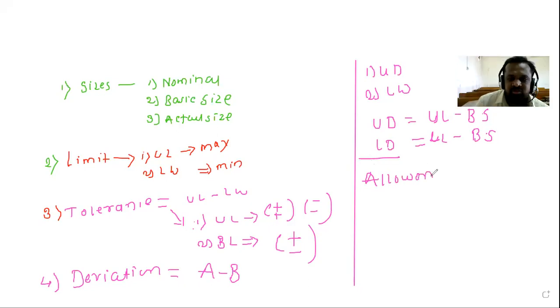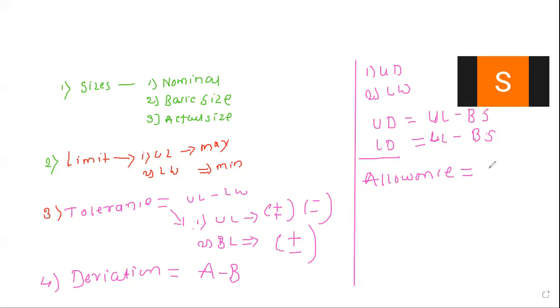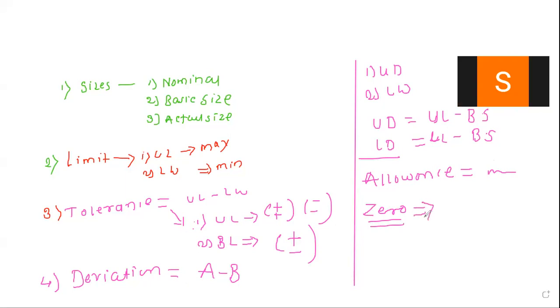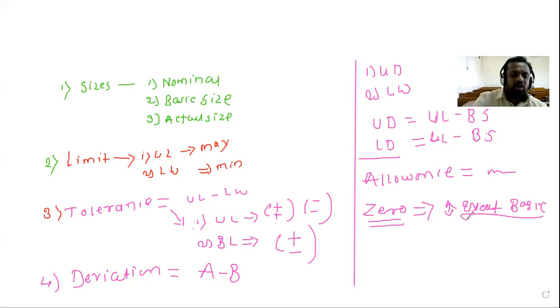Then we have seen allowance. What is meant by allowance? It is the difference between two mating parts. Then what is meant by the zero line? It is the graphical representation of basic size, and it shows the exact basic size. That much we have covered in today's lecture.